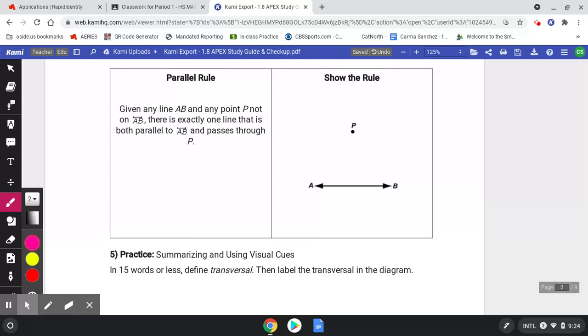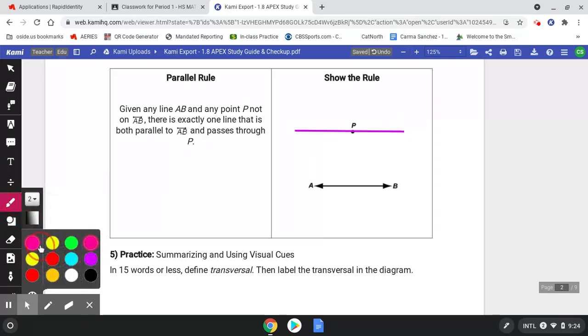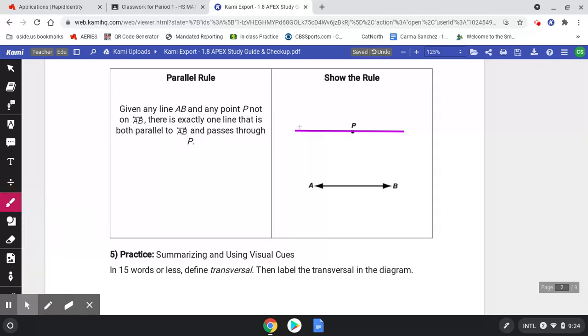All right, parallel rule. Let's show this rule. For any given point P, there is one line that goes through it that is parallel to line AB. So I'm going to go grab my line. All right, how'd you do?